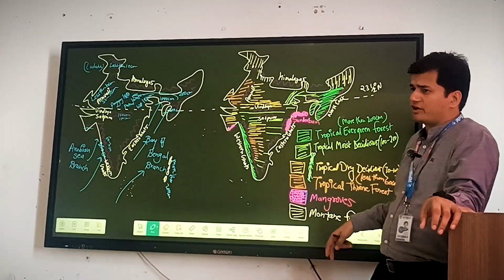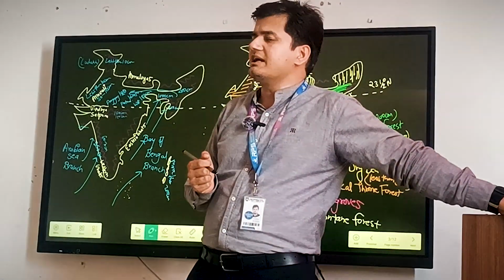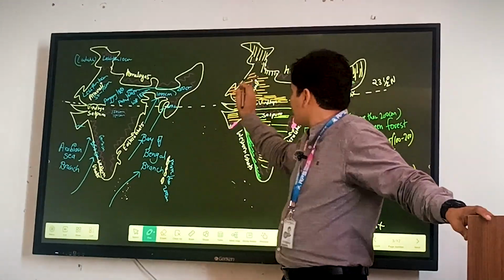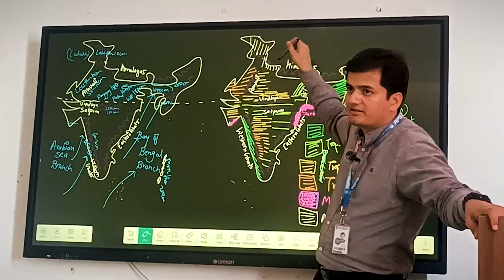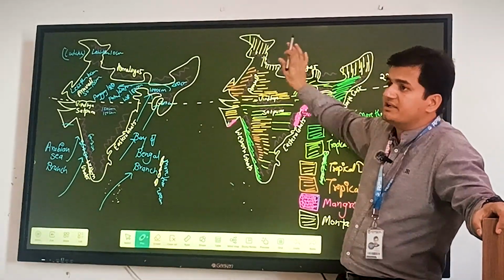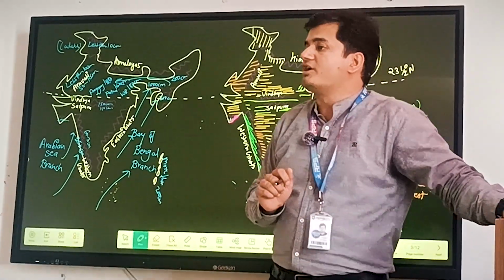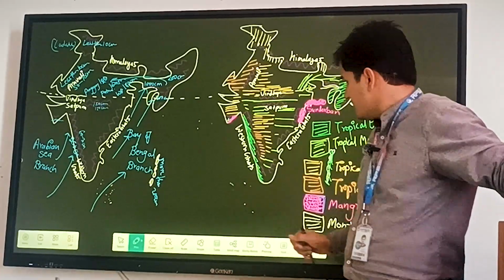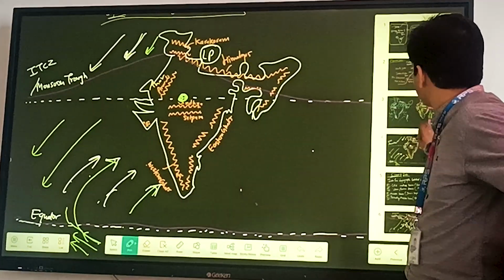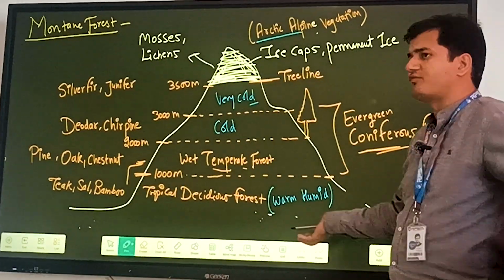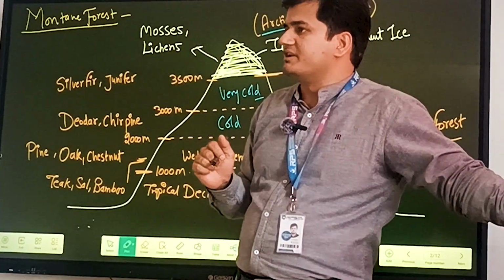Then we have the mountain forest. These are the forests we can find in the mountainous regions, high altitude regions. So we have the states of Jammu and Kashmir, Himachal Pradesh, Uttarakhand, Sikkim, Arunachal Pradesh. These are the regions with high altitude where we can find the main mountain forest. So here we have the diagram of mountain forest. On the basis of altitude, different kinds of forest we can see.